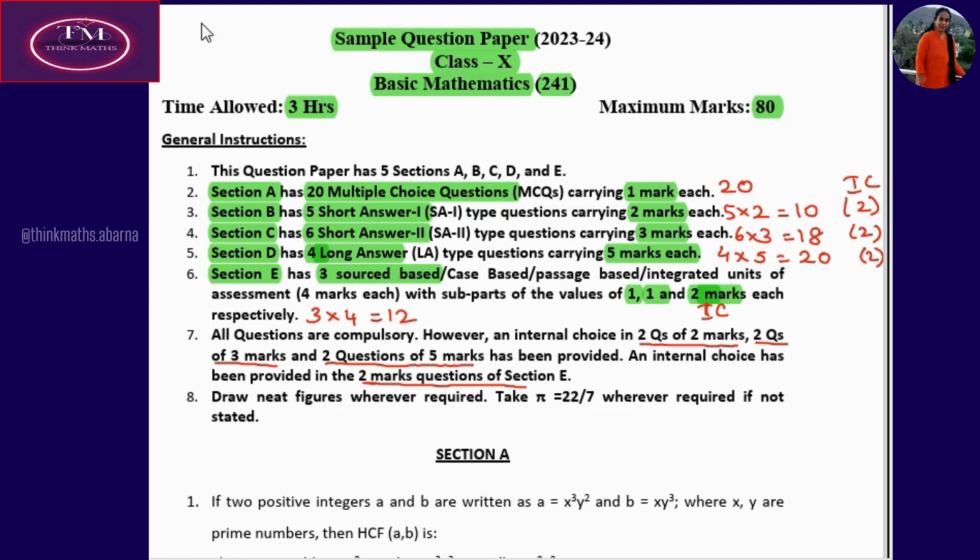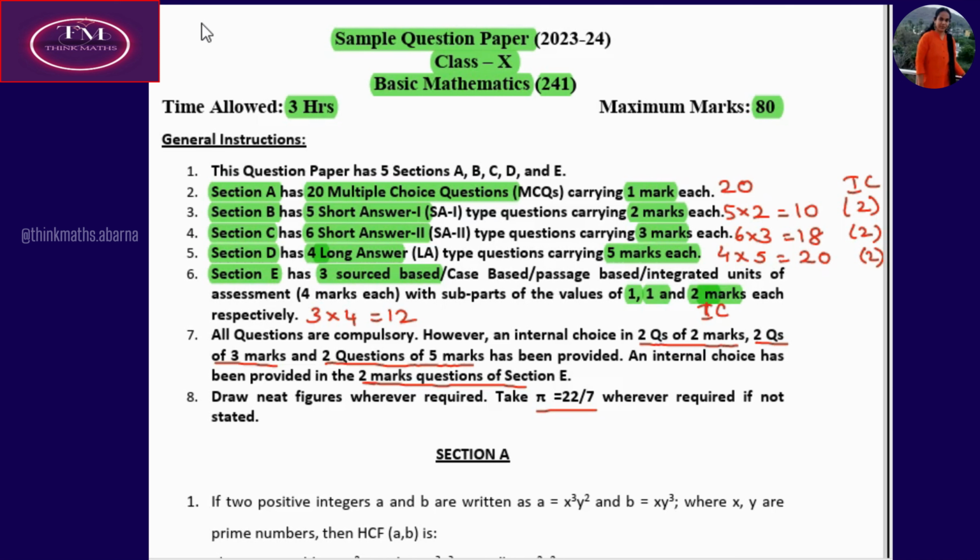Draw neat figures wherever required. We have to take the value of pi as 22/7 wherever required, if not stated otherwise. So if the value of pi is not given, we take it as 22/7. These are the general instructions.